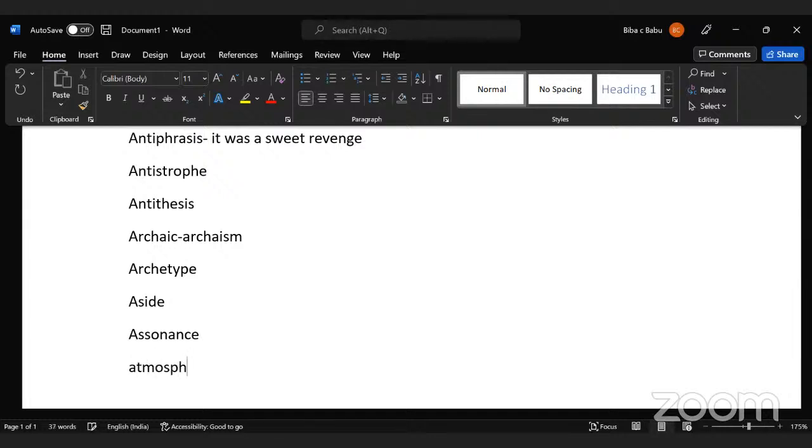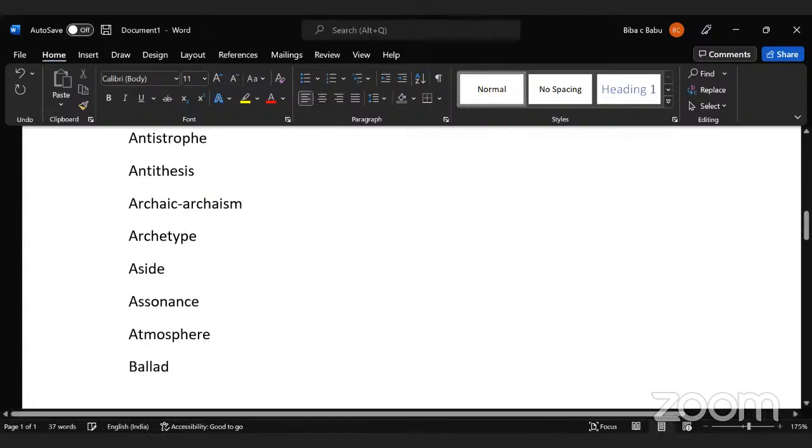Next is atmosphere. It is not the atmosphere that we know. It is an overall feeling of a work. When you read a book, when you get an overall feeling, it is called atmosphere. And it is related to the tone and mood of the work.